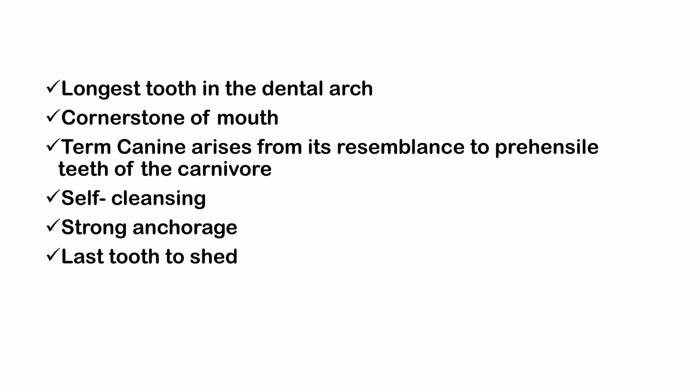Let's first talk about a few unique features about canine. It is the longest tooth in the dental arch and plays a crucial role as a cornerstone of the mouth. The term canine derives from its resemblance to the prehensile teeth of carnivorous animals. Canine also aids in the tearing of food. With self-cleansing properties and strong anchorage in the jaw, it is also the last tooth to shed in the dental arch. Canine contributes to both functional stability and aesthetics in the dental structure.